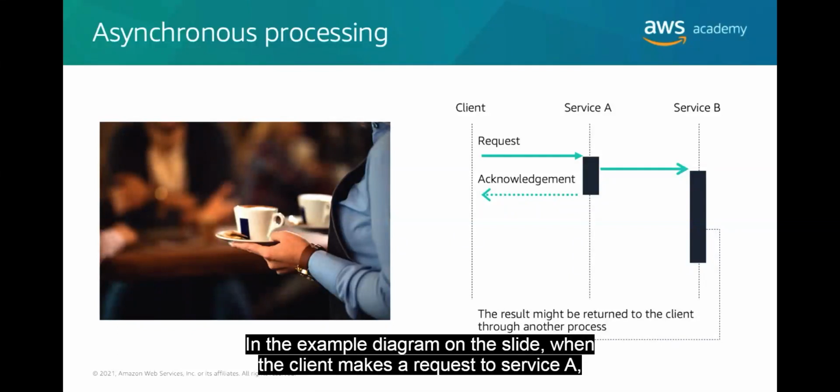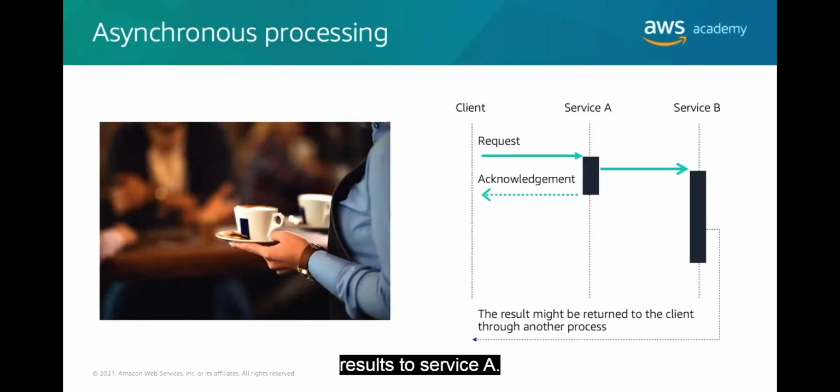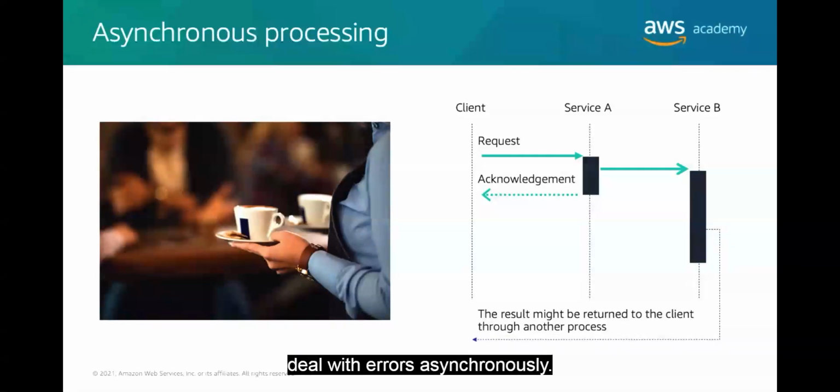In the example diagram on the slide, when the client makes a request to Service A, Service A surfaces the event to its consumer, Service B, and moves on. The disadvantage is that Service B does not have a channel to pass back results to Service A. You need to write your applications to get the results and deal with errors asynchronously.